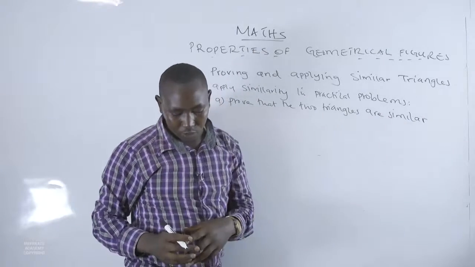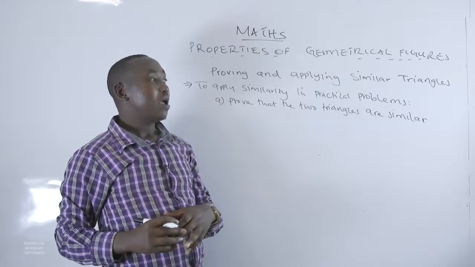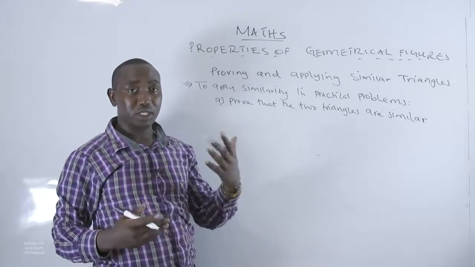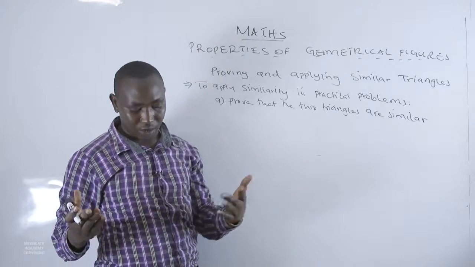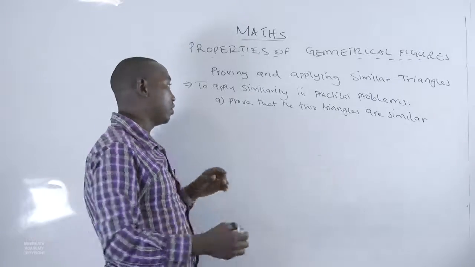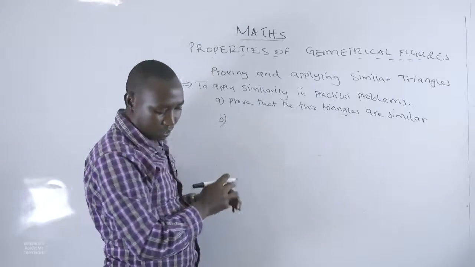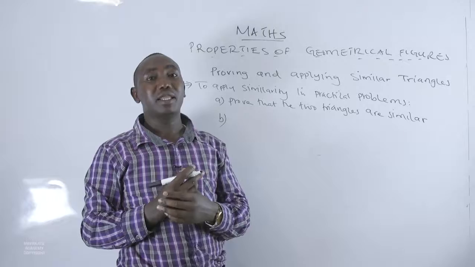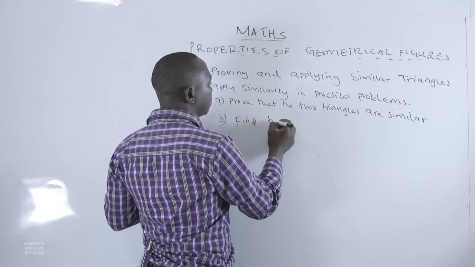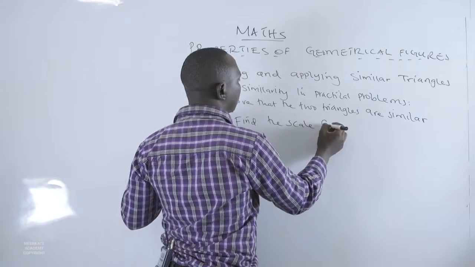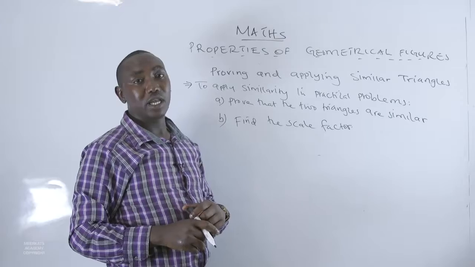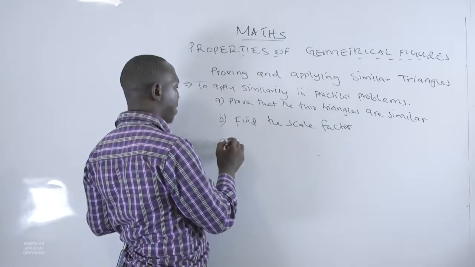You first prove that the two triangles are similar, and in this case you use either of the 4 tests. You can use test 1, test 2, test 3, or test 4, and you should be able to state the test that you have used. Number 2, obtain or calculate the scale factor. You calculate or find out what is the scale factor that was used.